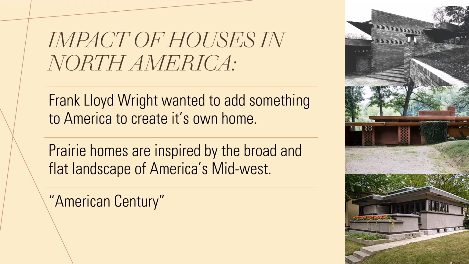This featured the Robie House, as I showed previously, and the new look of prairie style, inspired by the broad, flat landscape of America's Midwest. The prairie style was the first uniquely American architectural style, in what has been called the American Century. For Wright, the buildings reflected an all-encompassing philosophy that Wright termed organic architecture.